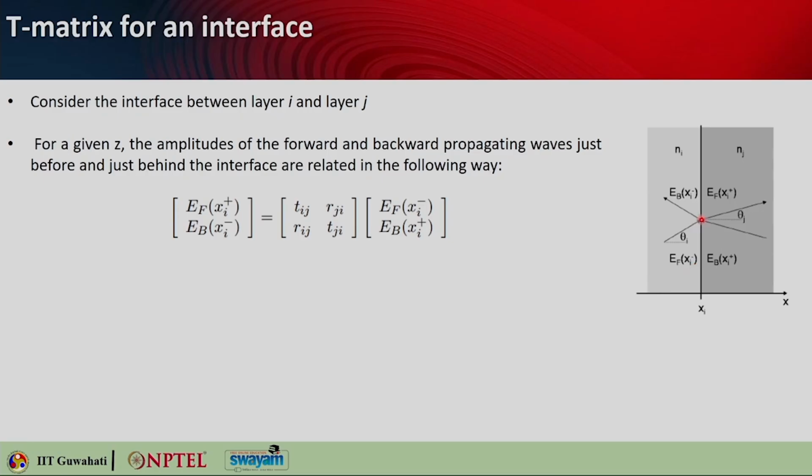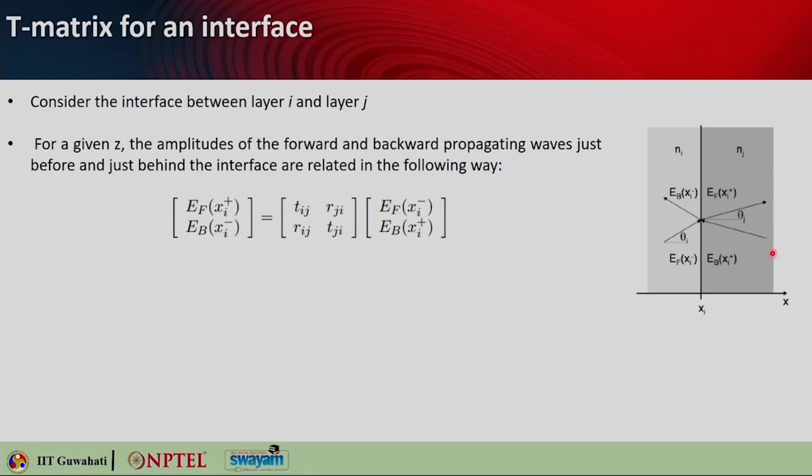Now at this interface there will be some reflection. Reflection is a backward propagating wave, so we write it as E_B. And what is the location? It is again behind the interface, so we put x_i minus. Now there is some transmission, so that transmitted part we write as E_F x_i plus. Why x_i plus? Because it is on the other side of the interface. There could be another ray if there were another source on the other side, but that is not the case.